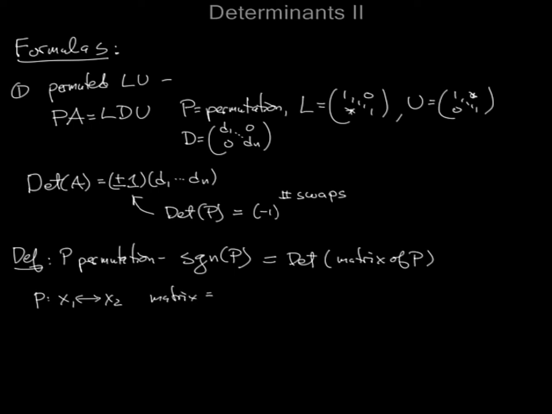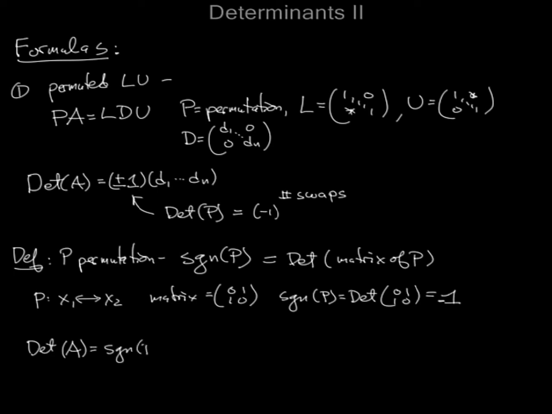And so, for example, if you have the permutation which exchanges 1 and 2, the corresponding matrix is this matrix, and the sign of the permutation is therefore -1. So the sign of a permutation is just another word for the determinant of the permutation matrix. And with this terminology, the formula is the determinant of A is the sign of the permutation times the product of the diagonal entries.